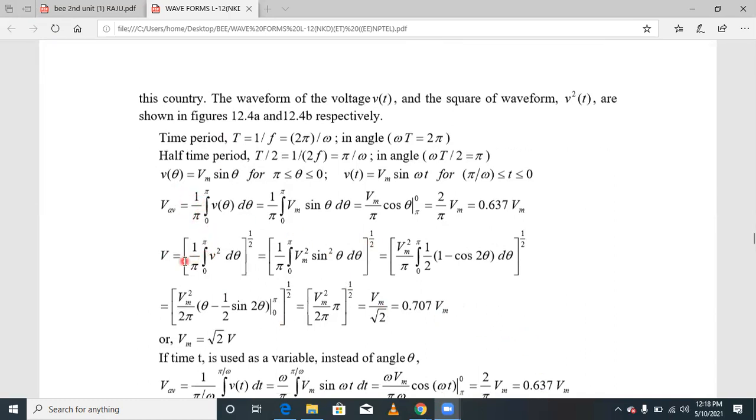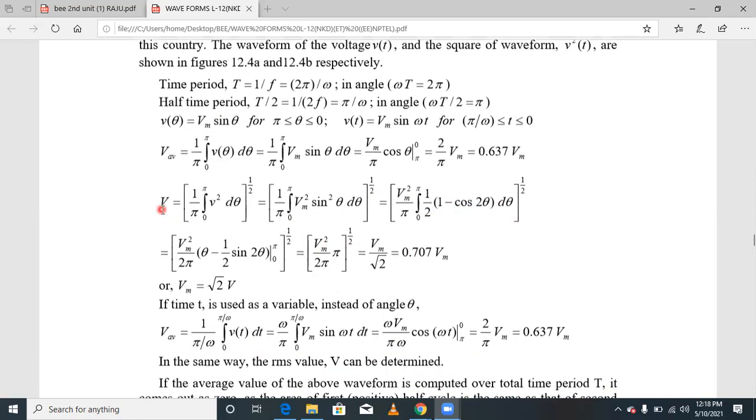Then V_RMS is equal to the square root of 1 by pi integral 0 to pi of v squared of t dt. Then 1 by pi integral 0 to pi of Vm squared sin squared theta. Substitute here v of t as this equation, and you will get Vm squared divided by pi. Integrate this: sin squared theta is (1 minus cos 2 theta) by 2. Substitute here and simplify. We'll get V_RMS equal to 0.707 times Vm.